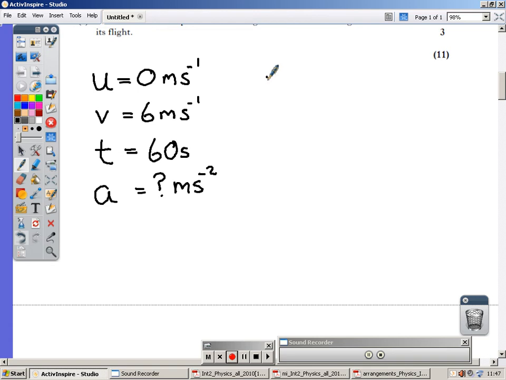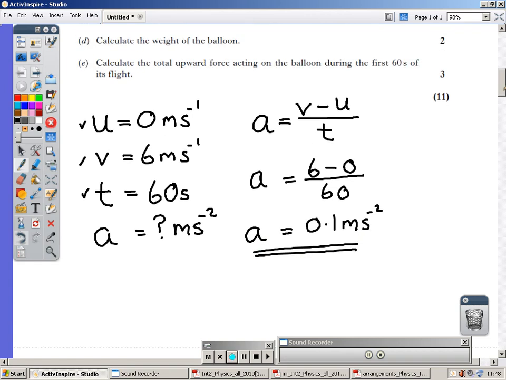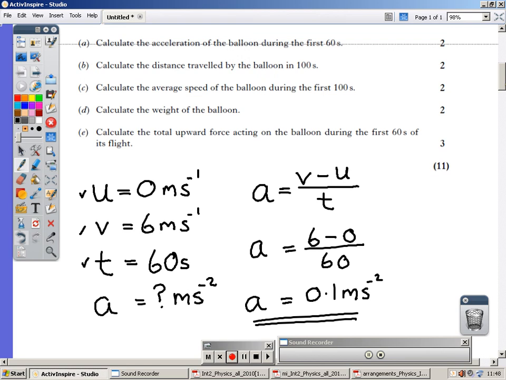Now, looking at the formula book, acceleration can be calculated by final speed minus initial speed divided by time taken. We know final speed, we know initial speed, and we know the time taken. So a equals 6, take away 0, divided by 60, so the acceleration up the way is 0.1 meters per second per second.